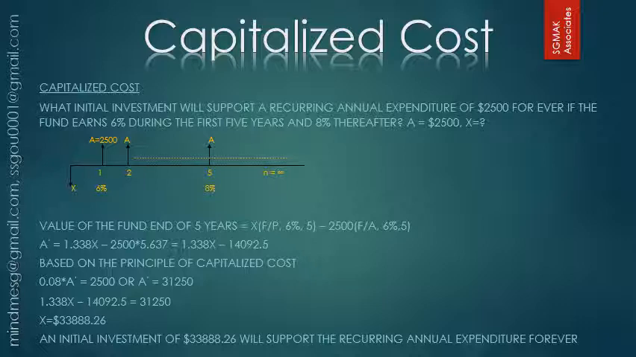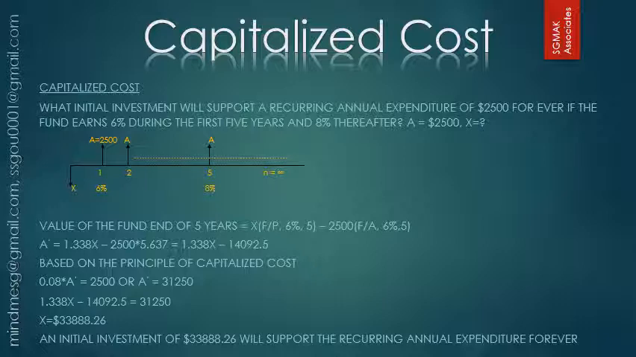Let's first compute the value of the fund you have at the end of 5 years. You have made 5 payments. Your initial investment was X. So here's an expression: X times F over P, 6% 5, minus 2,500 times F over A, 6% 5. The first term represents the future value of the initial investment after 5 years, and the second term represents the future value of the amount withdrawn over the 5 years. So that gives you how much money is left from the initial investment. You use table lookup to retrieve values for those factors, and the remaining balance, the value of the fund at the end of 5 years, I represented here as A prime, is given by 1.338X minus 14,092.5.